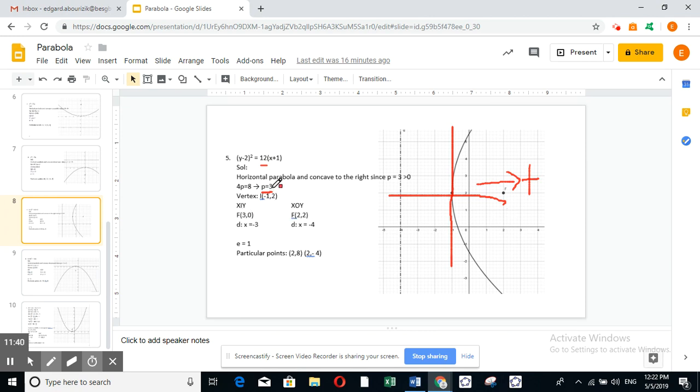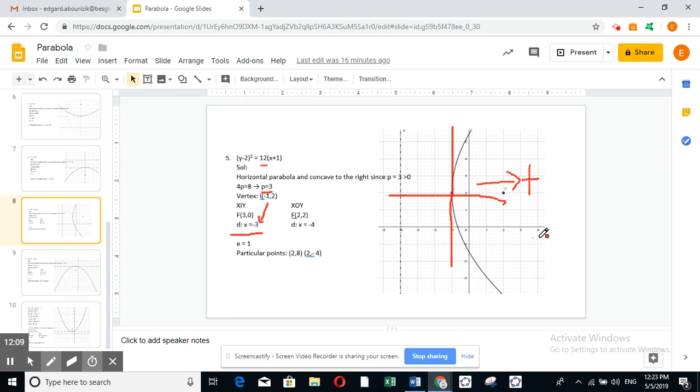So the focus, since p is 3, I go 3 units. It will be towards positive x, so (3, 0), and the directrix will be, as we did before, x equal minus 3. Now, because I want it with respect to x or y, I add for every x minus 1, and for every y 2. So the focus will be (2, 2), and for the directrix, you add only the x, which is minus 1, since I don't have y. So it will be x equal minus 4.